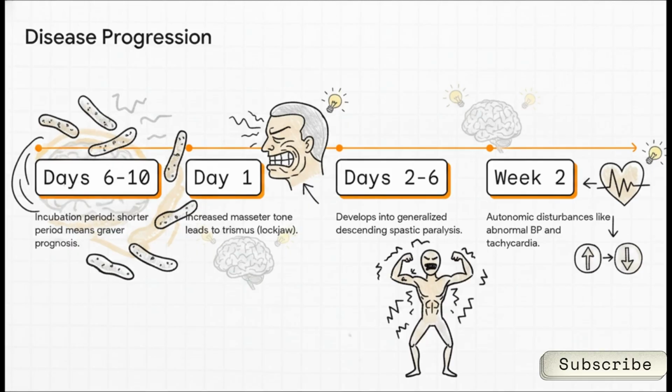By the second week, severe autonomic disturbances kick in. We're talking wild, erratic blood pressure and tachycardia. And here is a crucial, heartbreaking clinical pearl. Throughout all of these horrific muscle spasms, the patient's mentation remains completely unimpaired. They're entirely awake through the whole ordeal.